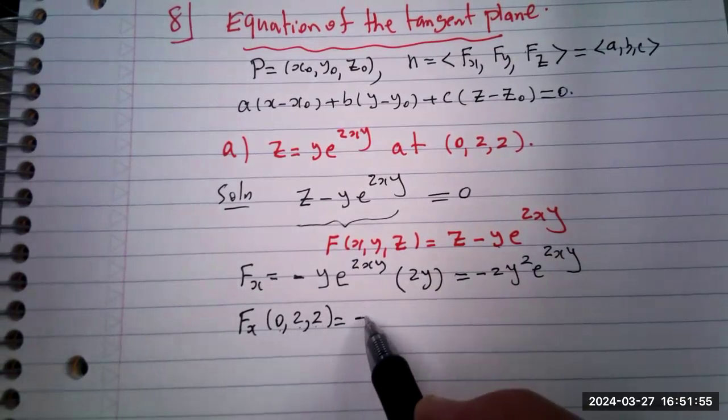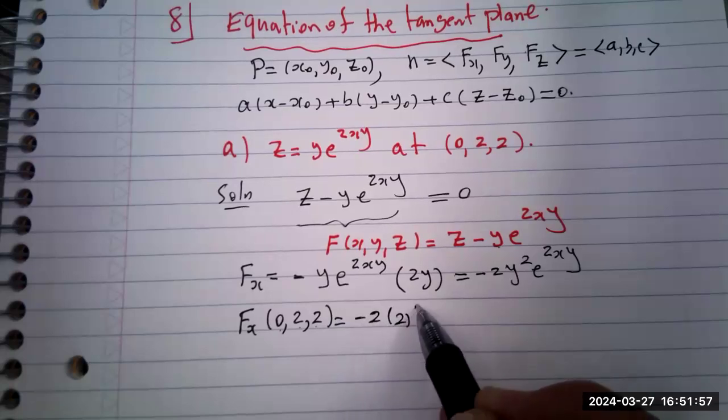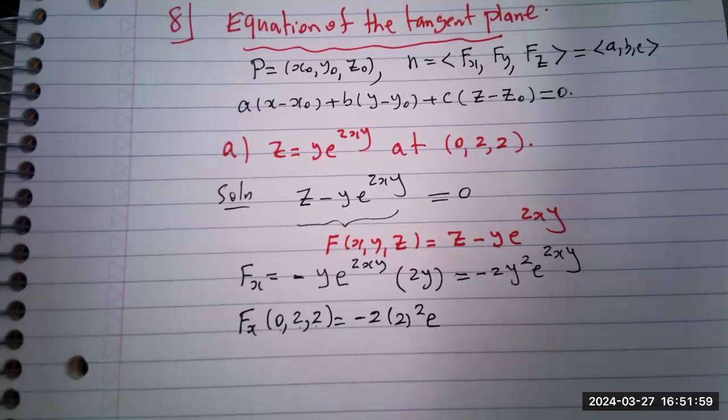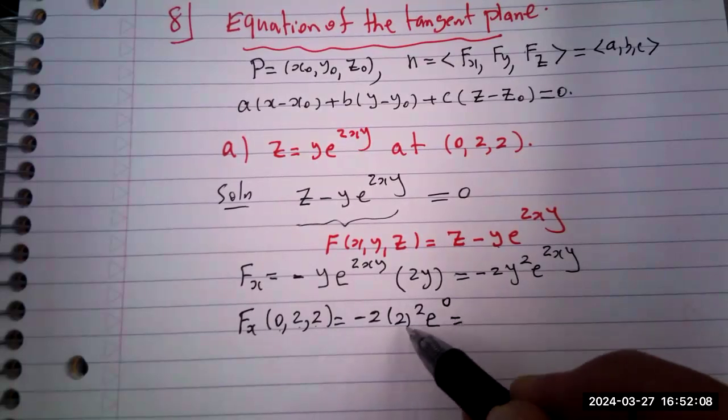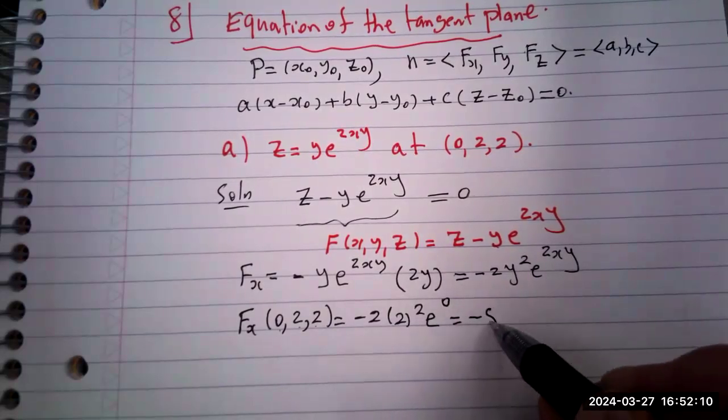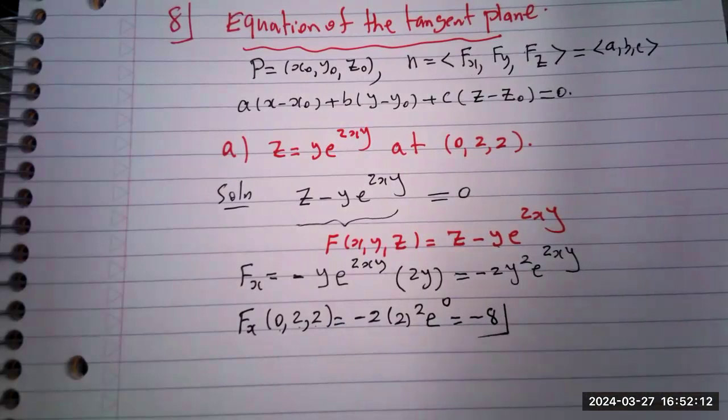Substitute: it's going to be negative 2 times 2 squared, e to the, your x is 0. Since x is 0, it's going to be e to the 0. So that gives you negative 8. So this would be f sub x. Any question? x is 0, so e to the 0 is 1. 4 times negative 2 is negative 8. So that's f sub x.